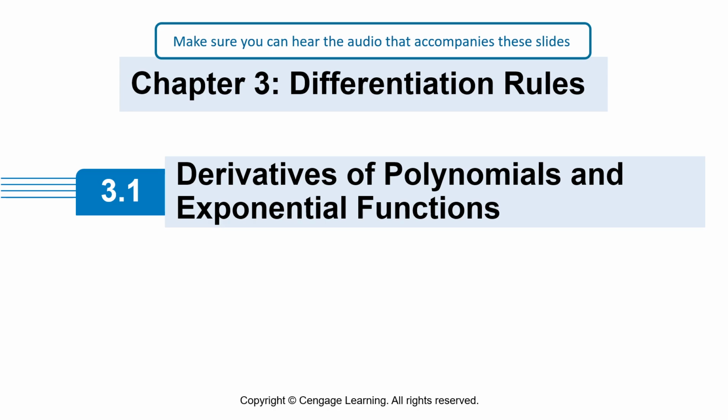So in this chapter, we're going to learn differentiation rules, and these are basically shortcuts. We'll have different rules for different types of functions that will tell you how to quickly find what the derivative would be without even having to use the limit definition. In section 3.1, we're going to look at two types of functions, polynomials and exponential functions, and we'll learn shortcuts for calculating the derivatives of these types of functions.